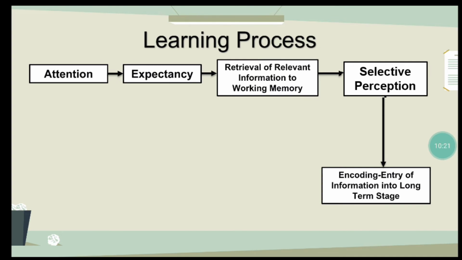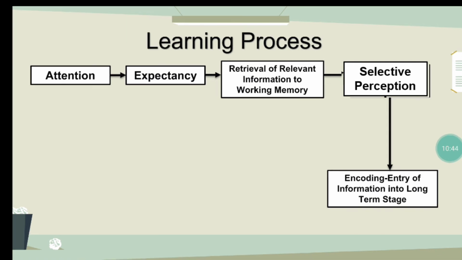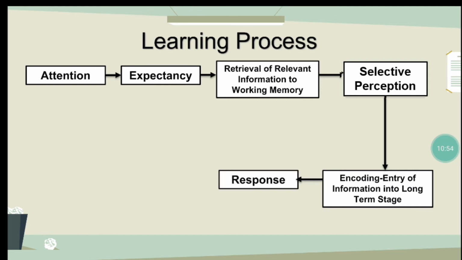Next phase is encoding, entry of information into long-term storage, wherein the learner usually covers the facts on which he has already applied attention. For example, there is a transfer of facts into lasting memory where the individual establishes an association with the already stored facts.